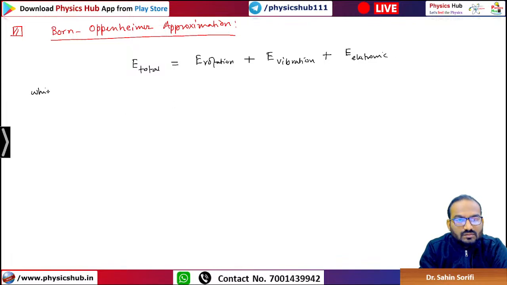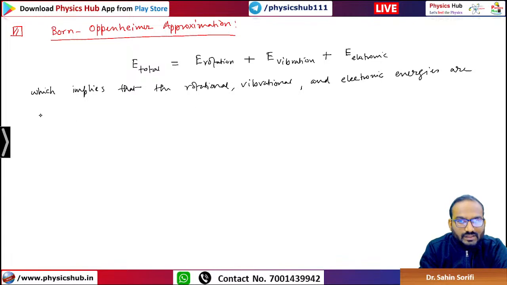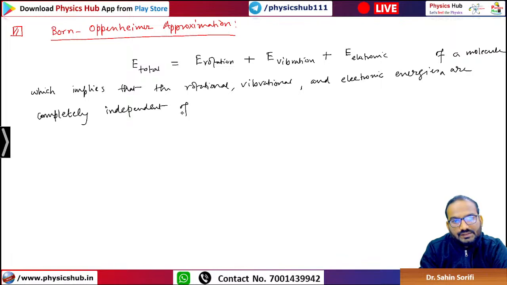So as per this Born-Oppenheimer approximation, which implies that the rotational, vibrational and electronic energies of a molecule are completely independent of each other. This is given the name of Born-Oppenheimer approximation.